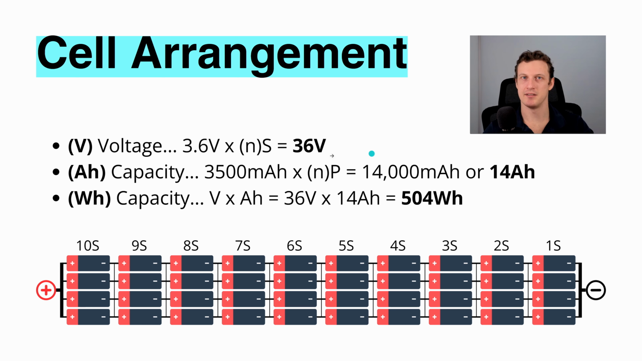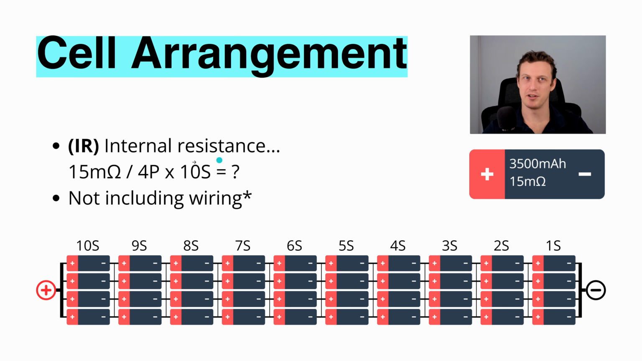So here's the answers. 3.6 times 10 is 36 volts. Capacity times 4 is 14 amp hours. The watt hours is therefore 36 times 14, or 504 watt hours. This calculation here is the one that you'll be using most of the time, especially when comparing different batteries from different bikes. Next up, we've got internal resistance.